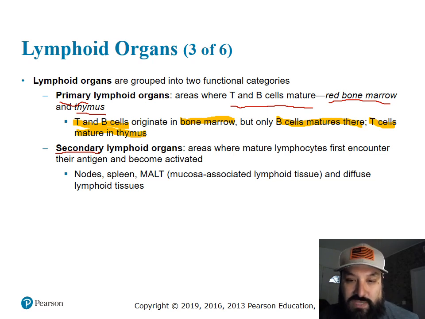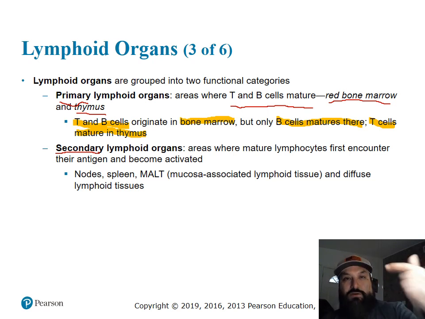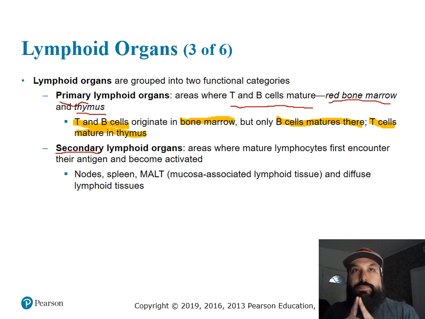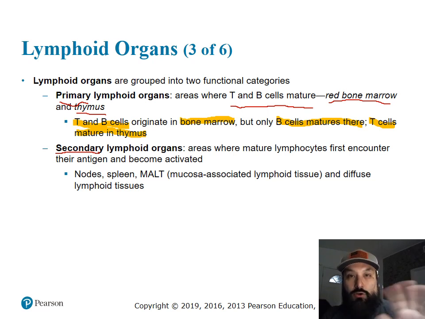Okay? And your secondary lymphoid organs are where the mature lymphocytes first encounter the antigen. Okay, here's where they become activated. I like to think of the lymphoid cells, and all your white blood cells and all your immune system cells, as our military, as our law enforcement for our body. They're made in the bone marrow, and some of them, like the T cells, are taken to the thymus, and the B cells stay in the red bone marrow.